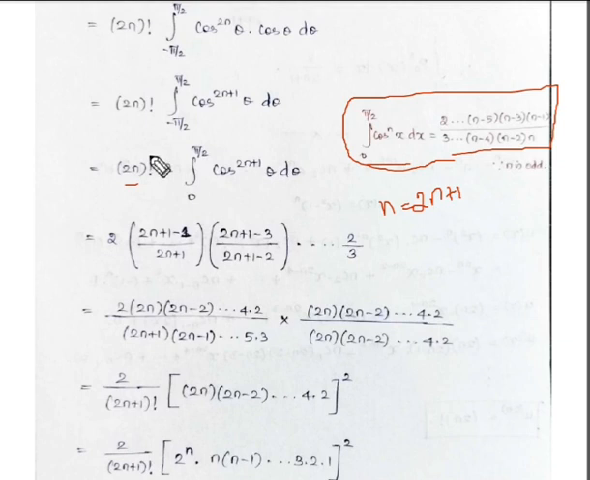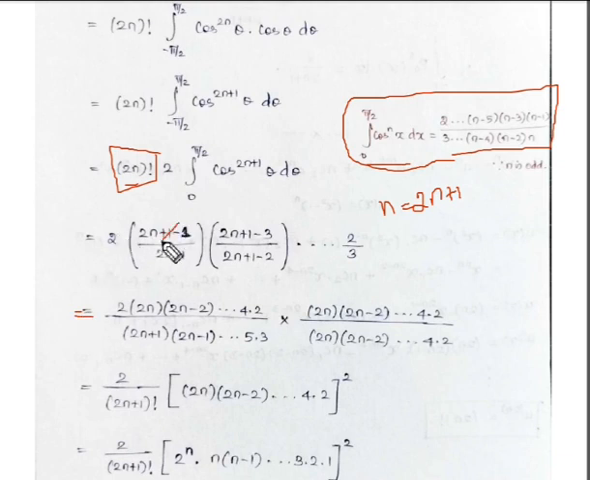The 2n factorial we can add at the end, let it remain as it is. 2 into n minus 1, so 2n plus 1 minus 1. Next n minus 3, so 2n plus 1 minus 3, etc., down to 2, divided by n equal to 2n plus 1. So here 2n plus 1, and n minus 2 means 2n plus 1 minus 2, etc., down to 3.